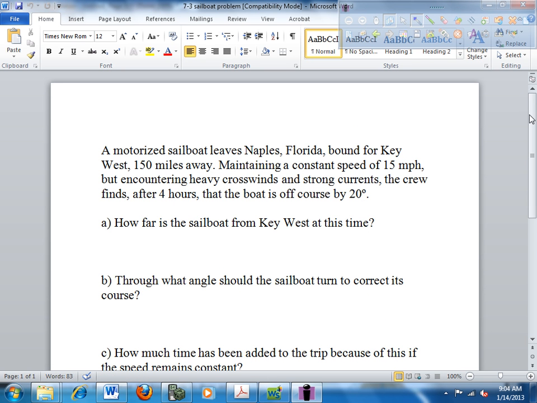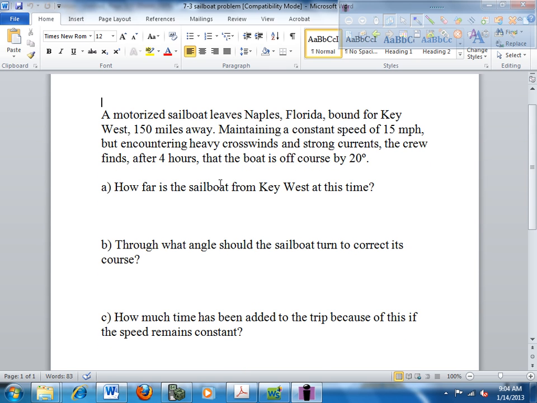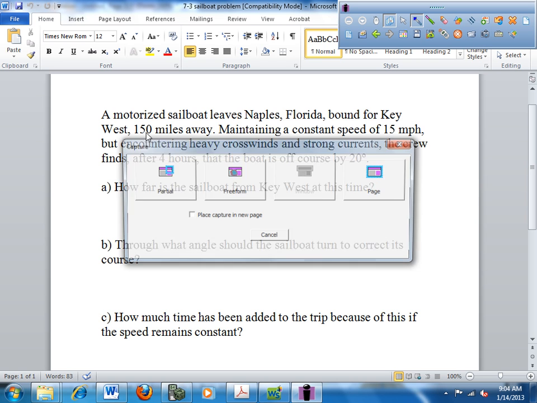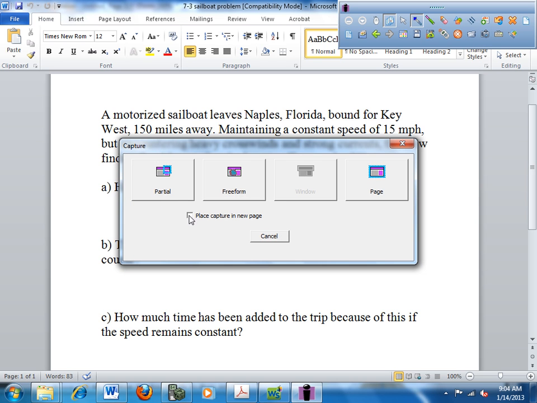A motorized sailboat leaves Naples, Florida, bound for Key West, 150 miles away, maintaining a constant speed of 15 miles an hour, but encountering heavy crosswinds and strong currents. The crew finds after 4 hours that the boat is off course by 20 degrees. How far is this sailboat out from Key West at that time? Through what angle should he go to correct his course? How much time is to be added if the trip is to remain constant? Okay, so let's see if I can do this. I will just do one piece at a time.